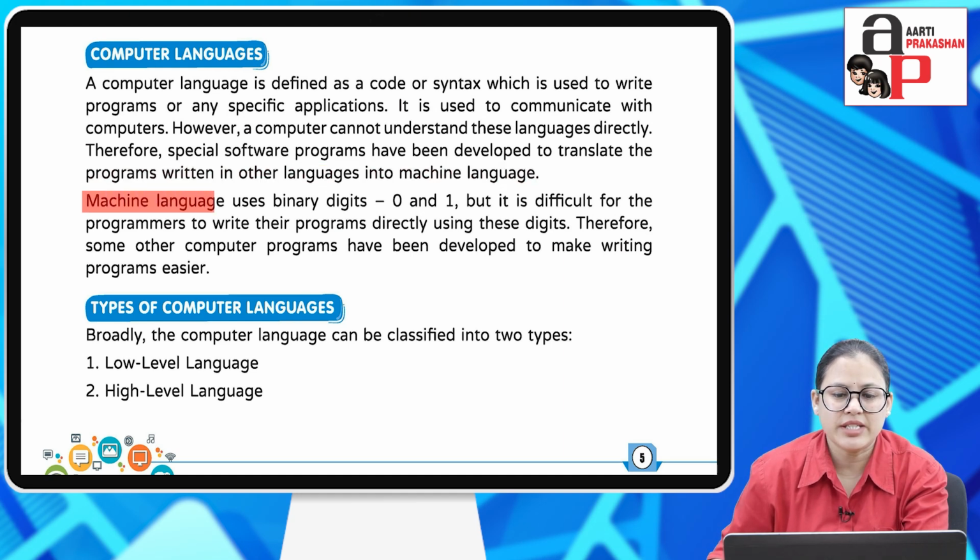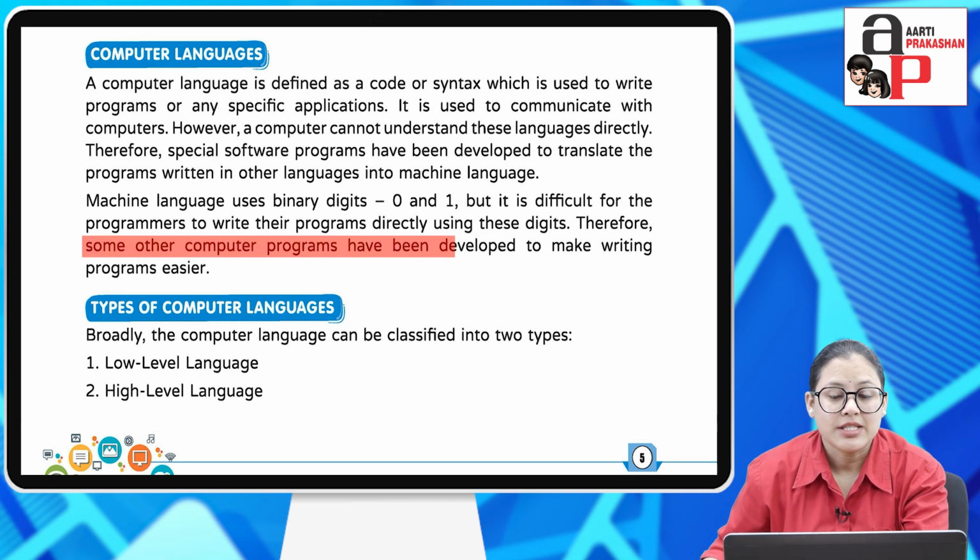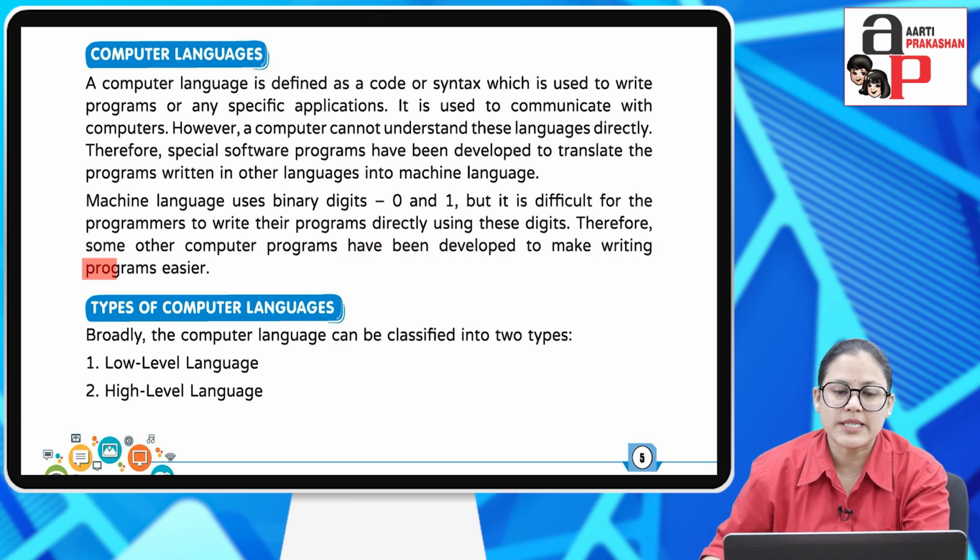Machine language uses binary digits 0 and 1, but it is difficult for programmers to write their programs directly using these digits. Therefore, some other computer programs have been developed to make writing programs easier.